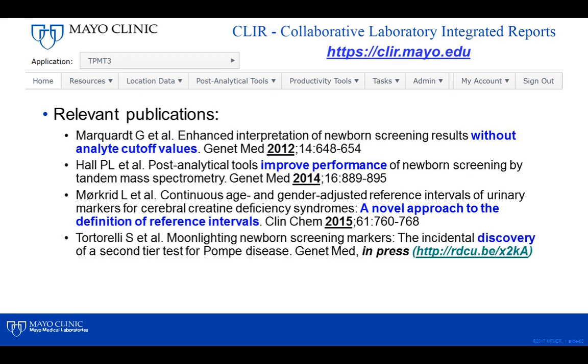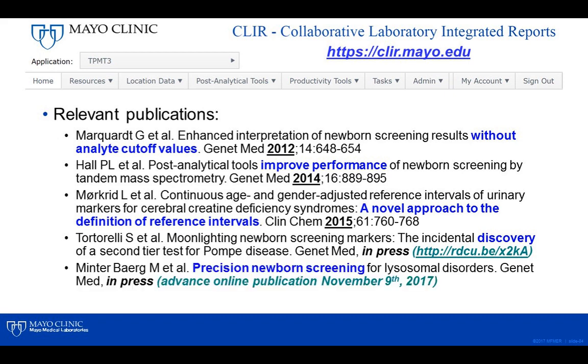laid the statistical foundation for a novel approach to the definition of reference intervals. This year, we have shown how CLEAR could be used for novel biomarker discovery. The link to the online publication is also shown. And for the first time, we have introduced the concept of precision newborn screening, defined as a sustained achievement of near zero false positive rate in large-scale population screening. This publication will appear online in just 3 days, on November 9th.